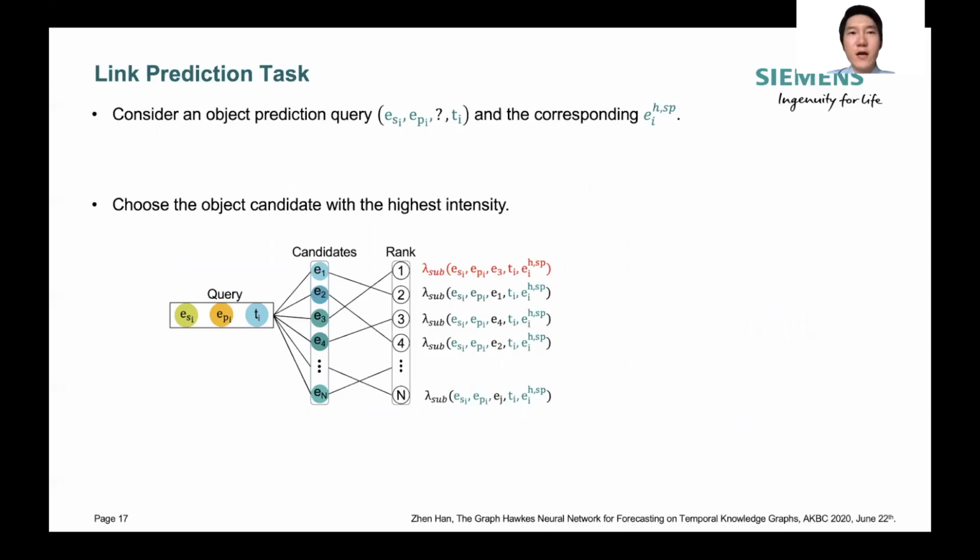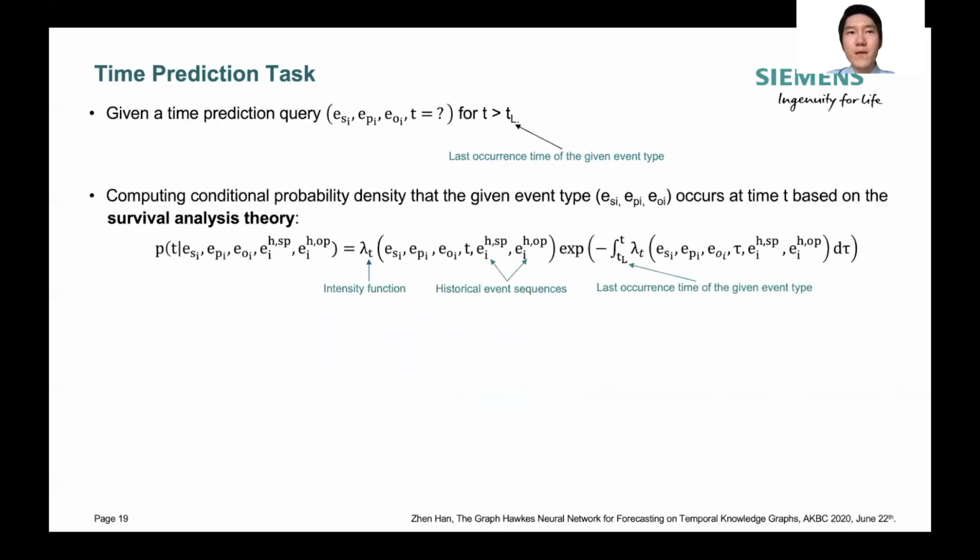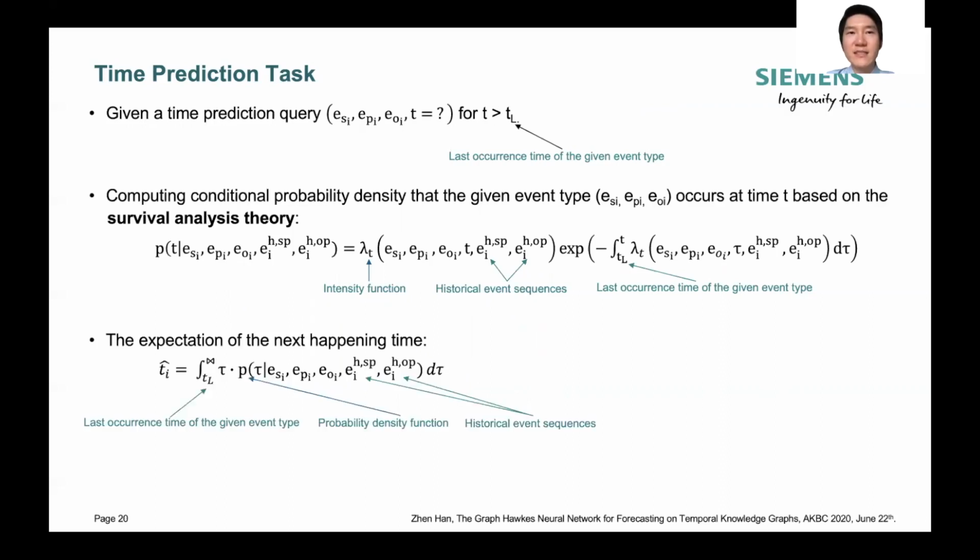For an object prediction query, we choose the object candidate with the highest intensity at the prediction. We consider the link prediction task as a multi-class classification task where each class corresponds to an entity candidate. For the time prediction task, given an event type, we aim to predict its next occurrence time. We compute the probability density that a given triple occurs at time t according to the survival analysis theory. Then we calculate the expectation of the next event time based on the density function, where we use the trapezoidal rule to estimate the integral.